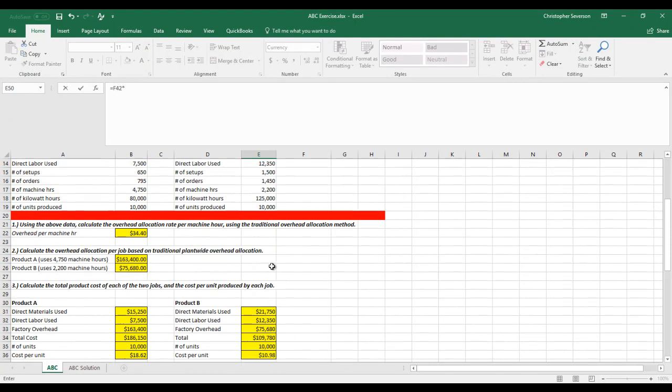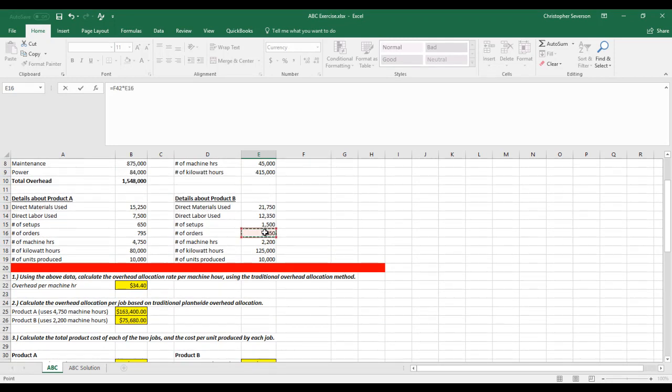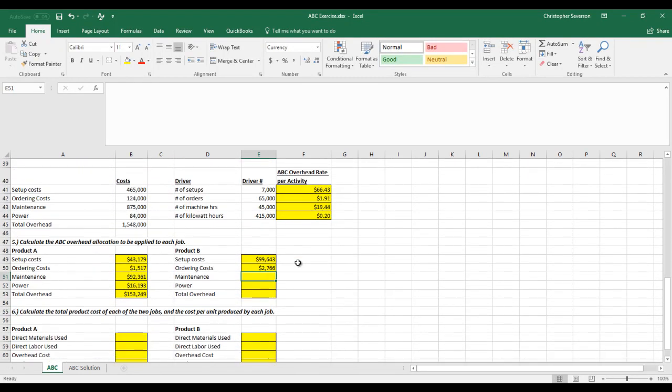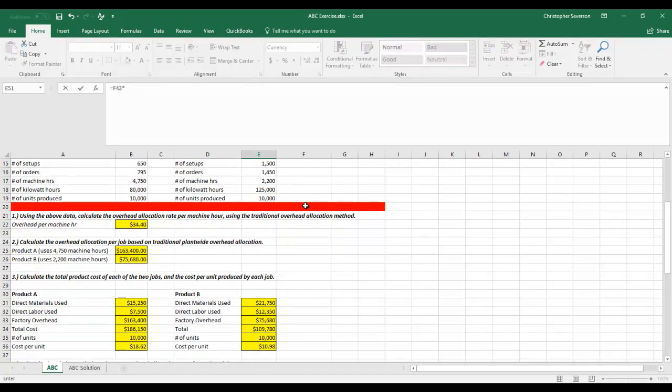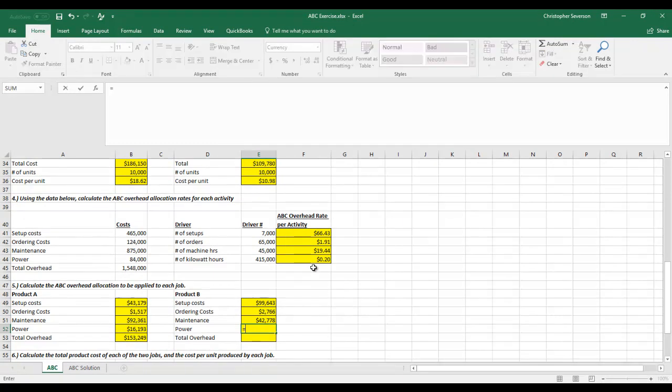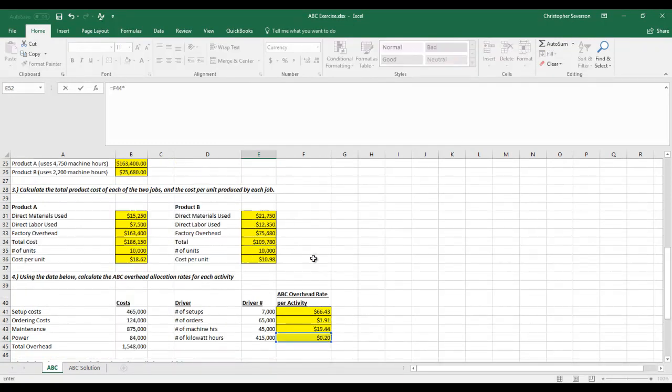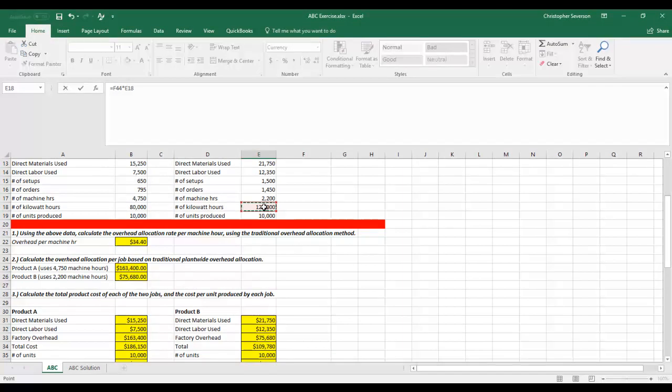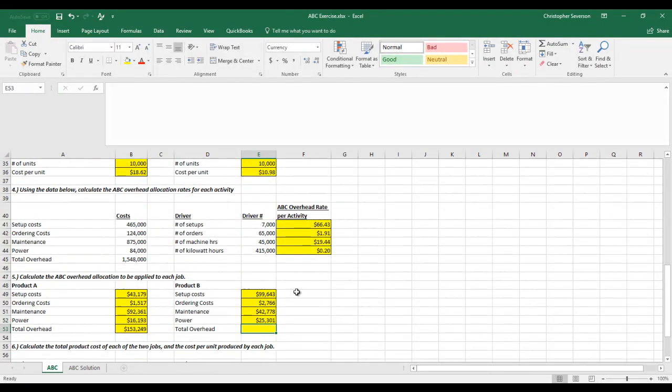So now we need the number of orders for product B, 1,450. We need the number of machine hours for product B. And the last one is the power. We'll multiply the 20 cents by the number of kilowatt hours for product B. And we're going to go ahead and sum that up. So you can see here now we have a little bit more overhead on the product B side.